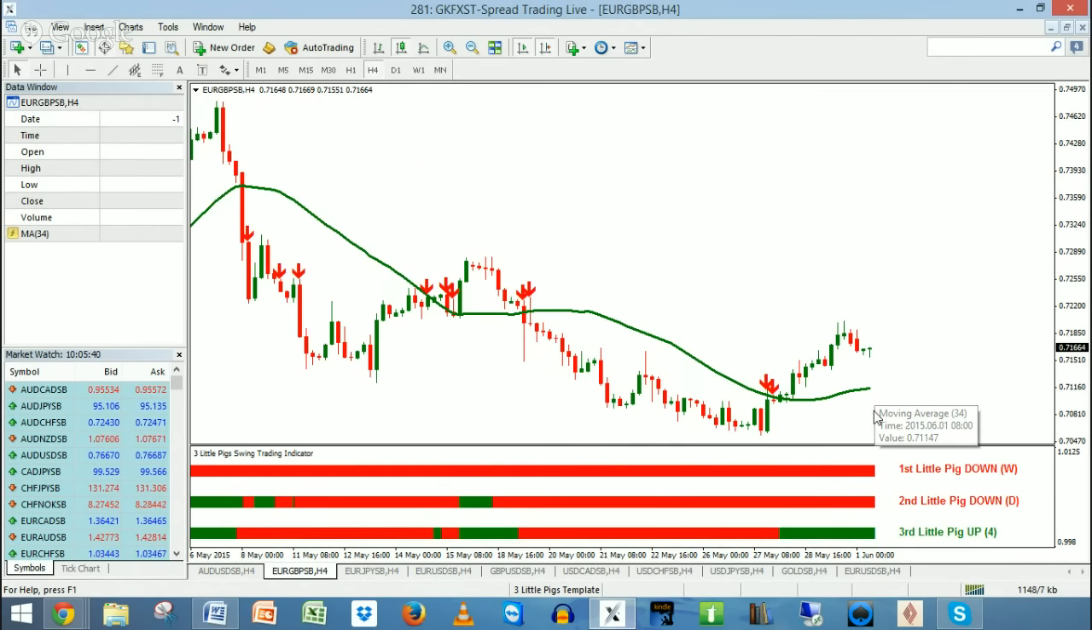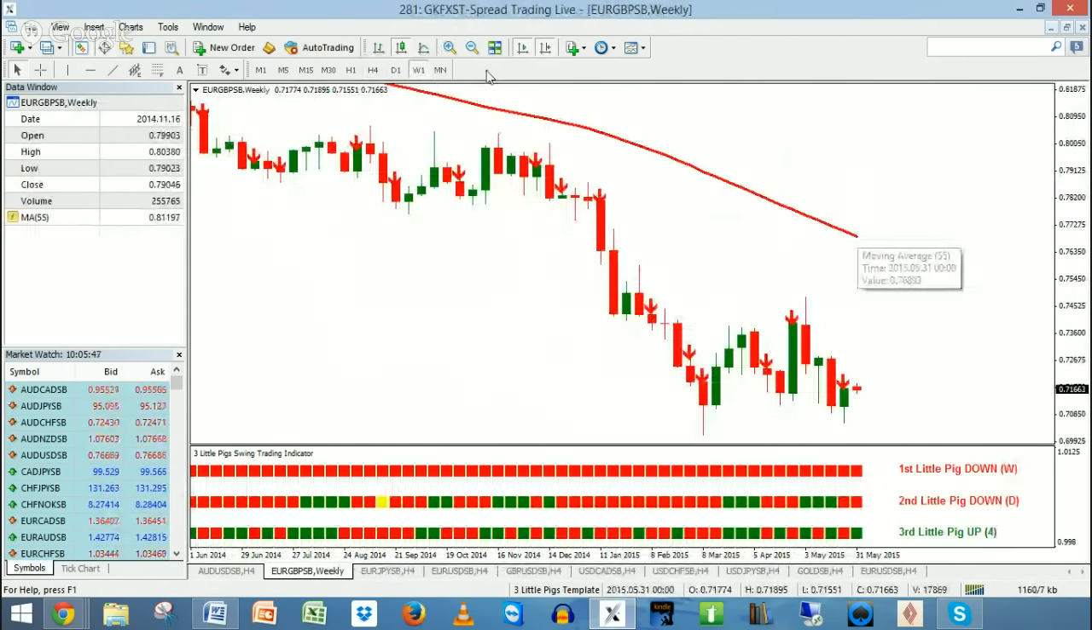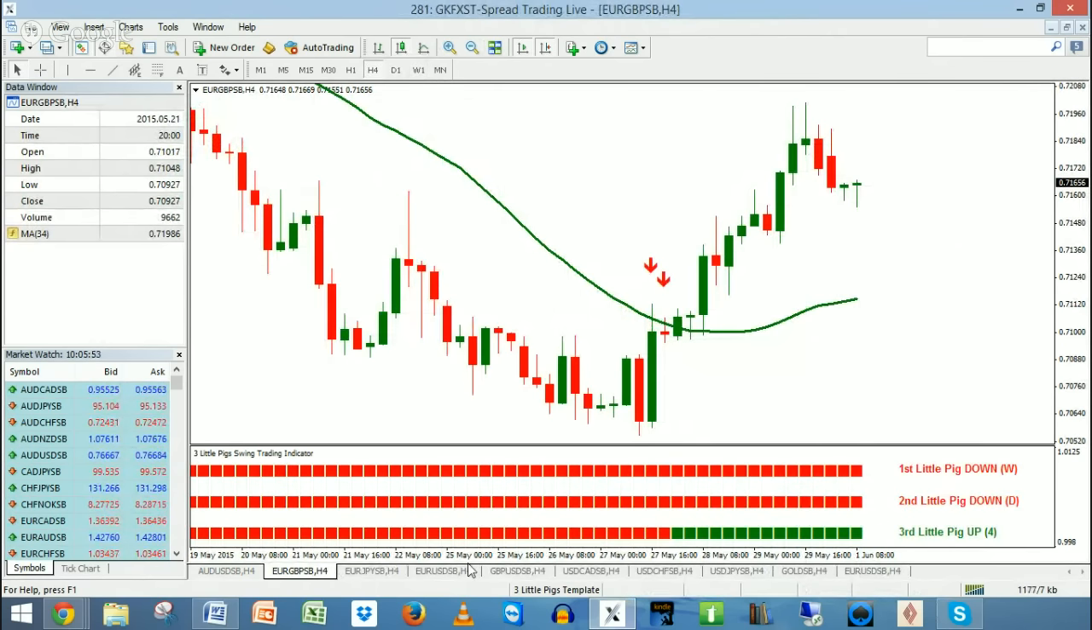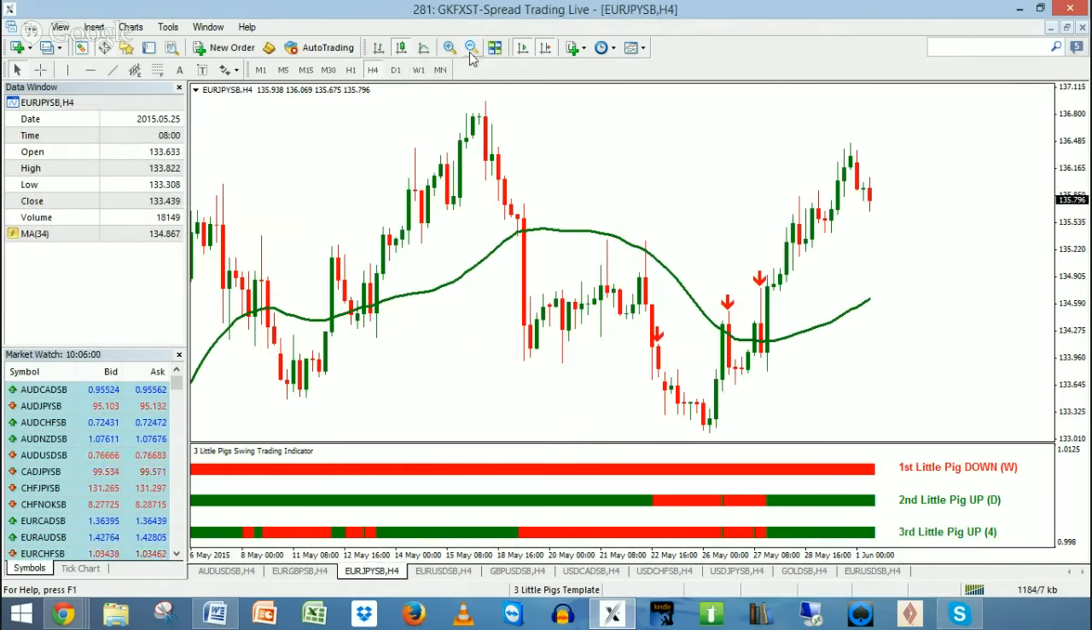Unlikely that we'll get a signal to the upside here because the weekly is so extended from the moving average at the moment. Certainly not this week. So we'll be looking for short trades only on Euro GBP. Euro JPY, it's a similar pattern to Euro GBP. Euro GBP, sorry.